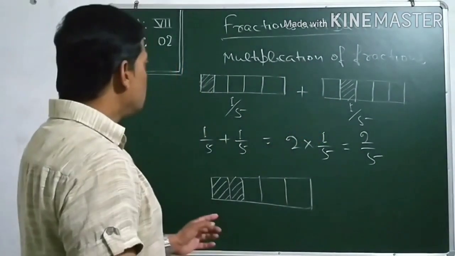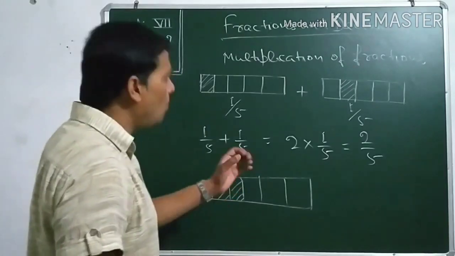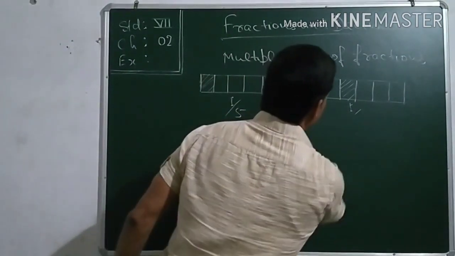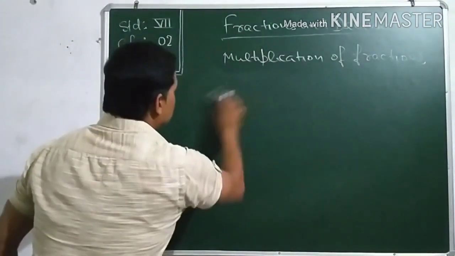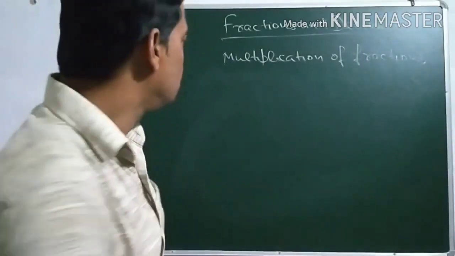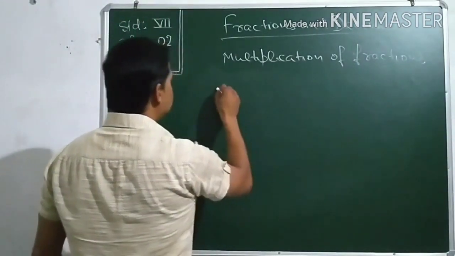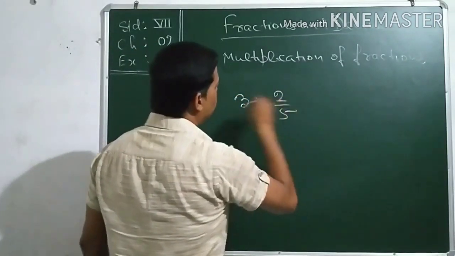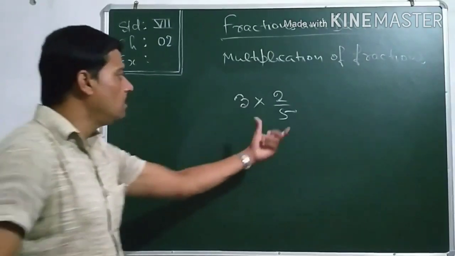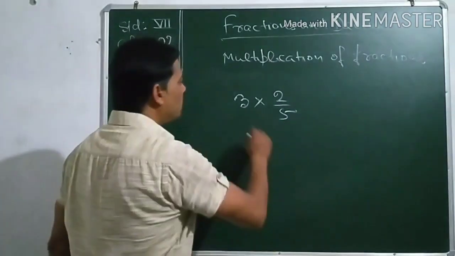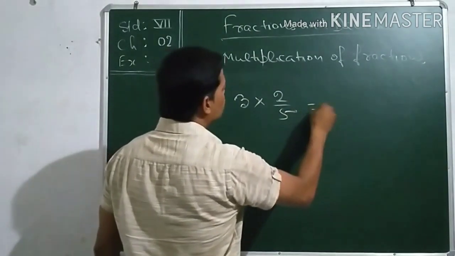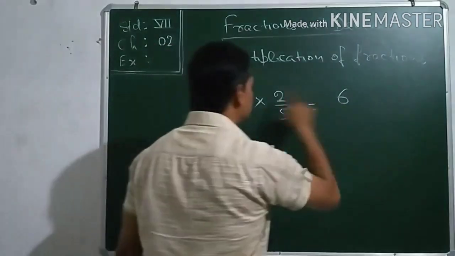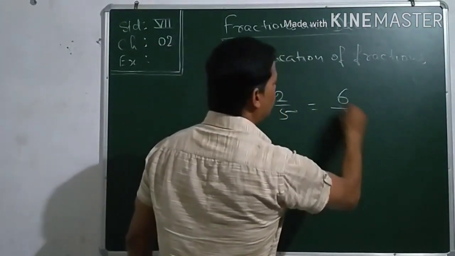multiplication of a fraction when it is multiplied by a whole number. See, how will you multiply a fraction by a whole number? Let me explain it. One example is 3 into 2 by 5. This is the whole number and this is the fraction. To multiply them, we will simply multiply 3 with the numerator: 3 into 2 equals 6 by 5.